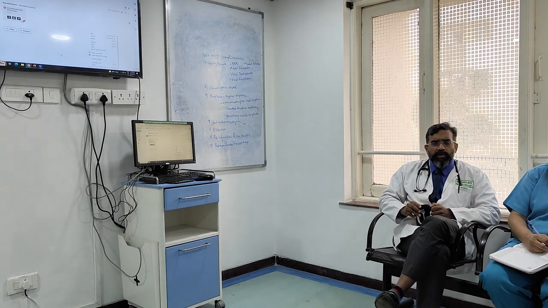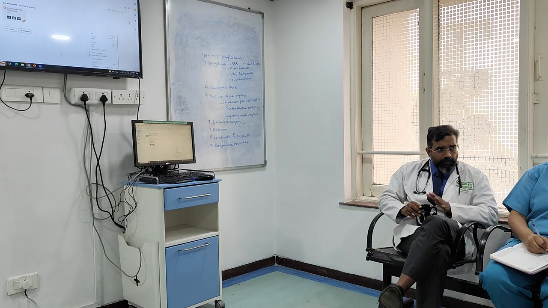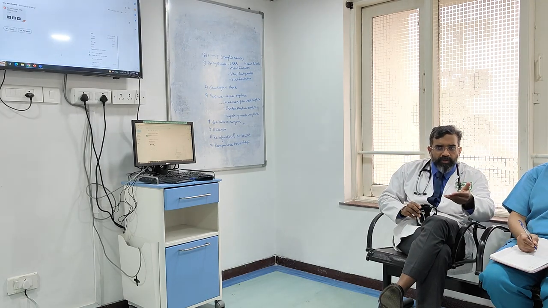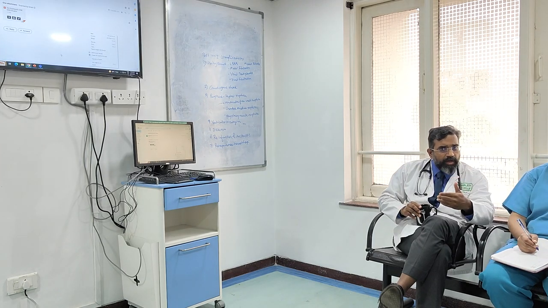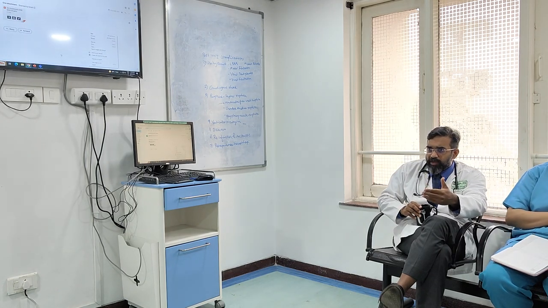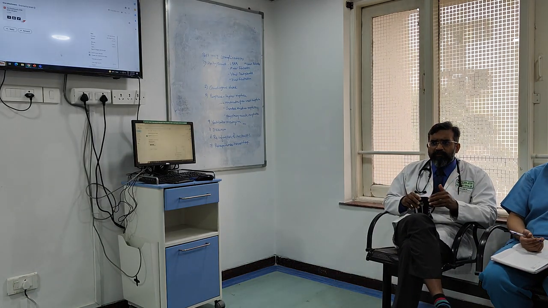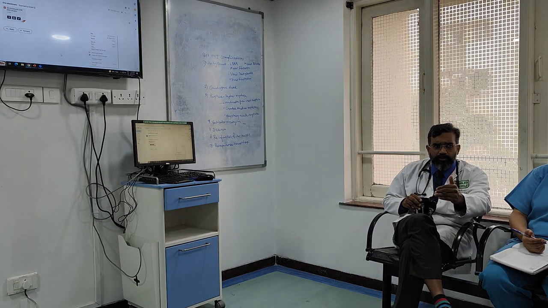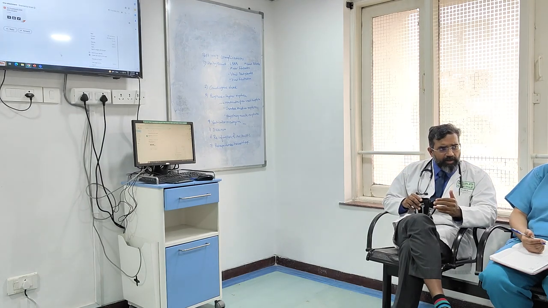Clear? So if you have non-sustained ventricular tachycardia, don't worry. Your timing should be clear. Clearly, this is occurring and stopping on its own. It doesn't need anything for me to stop it. But it is prudent enough that you check calcium, magnesium, potassium and keep them within normal limits. In fact, keeping potassium on the higher side is good. Keeping magnesium on the higher side is good. Clear? This is about non-sustained ventricular tachycardia.